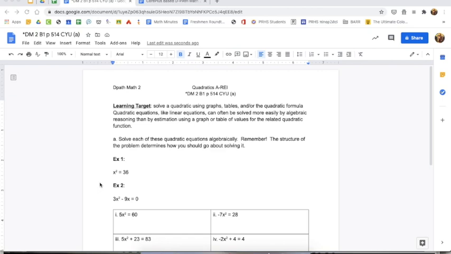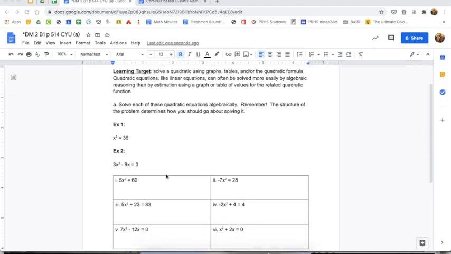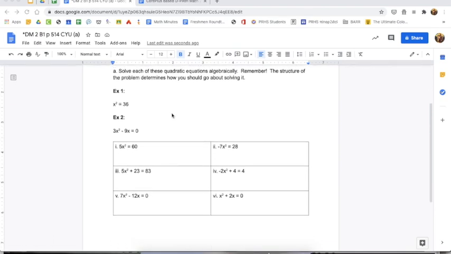Hi, this is an explanation of the examples for the assessment, which is the CYU on page 514, just Part A. Part B is not required if you're looking at the book rather than this worksheet. Here is example 1. Please notice that example 1 is the type of problem that does not have an x term in it. In other words, the value of b is 0.